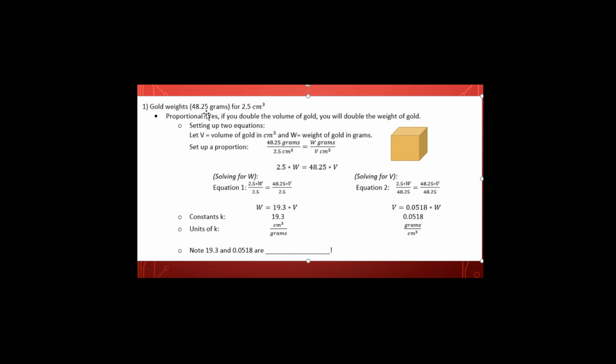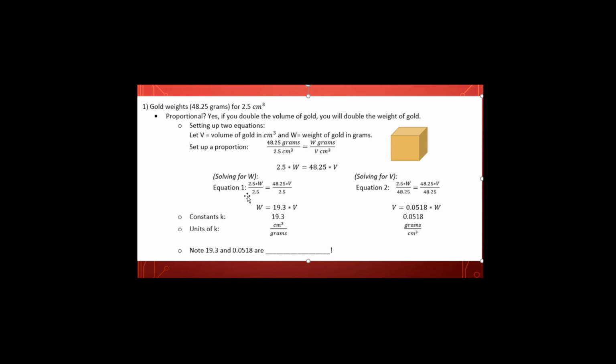So the question you've got to ask yourself: if you double the size of this box, will you double the weight of the gold that you put into the box? The answer should be yes, because if you double the volume of gold, you'll double the weight of gold. So we're going to set up a proportion the way we did it before: grams to cubic centimeters, grams to cubic centimeters. We're going to name the variables weight and volume. Weight for grams, volume for cubic centimeters. Cross multiply, and then once you cross multiply, you can either solve it for the weight or solve it for the volume.